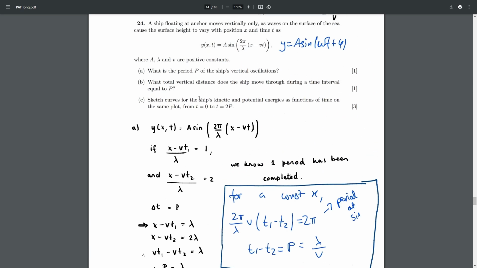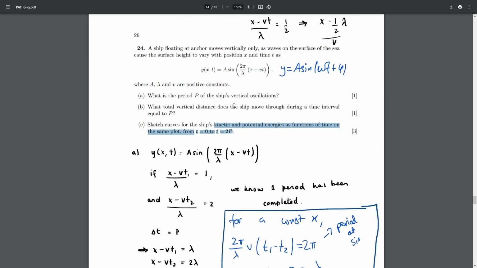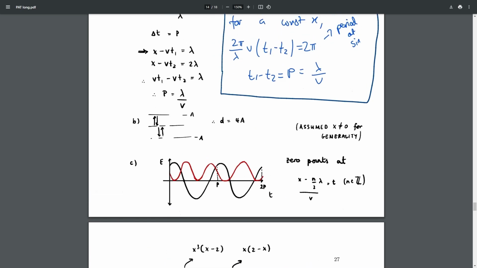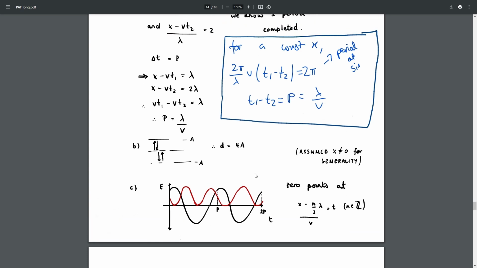And lastly, we're sketching the ship's kinetic and potential energies as functions of time on the same plot from t equals 0 to t equals 2P. Once again, we're talking about the ship in all of these cases, not the waves. We don't know anything about the ship's x position, but we do know that it's not going to change because it is anchored. So we can assume the ship's x position is non-zero to be more general, and we sketch our kinetic energy in red, which we know is always positive, and our potential energy in black, which can go negative if we define the equilibrium position of the ship as zero potential energy. We could have written here, taking the equilibrium point as zero potential energy, so below is negative and above is positive.